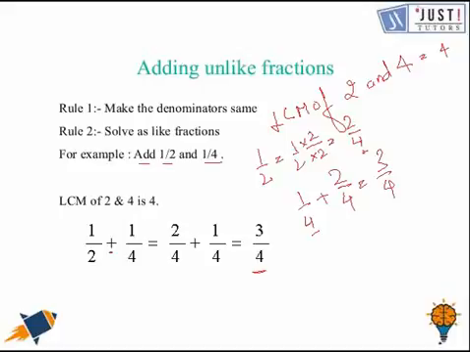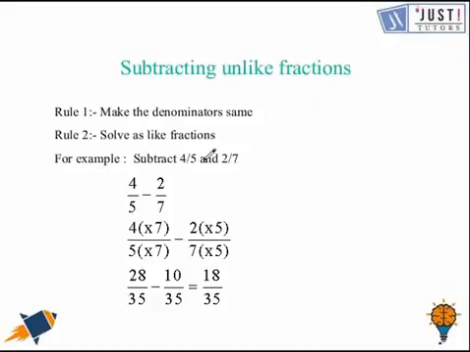Now we'll try one question with subtraction as well. In this question we need to subtract them. We use the same procedure. The LCM of 5 and 7 is 35. So we times 4 over 5 by 7 and 2 over 7 by 5. Then we get 28 over 35 subtract 10 over 35, which gives us 28 take away 10, which is 18, and the denominator remains the same. So the answer is 18 over 35.